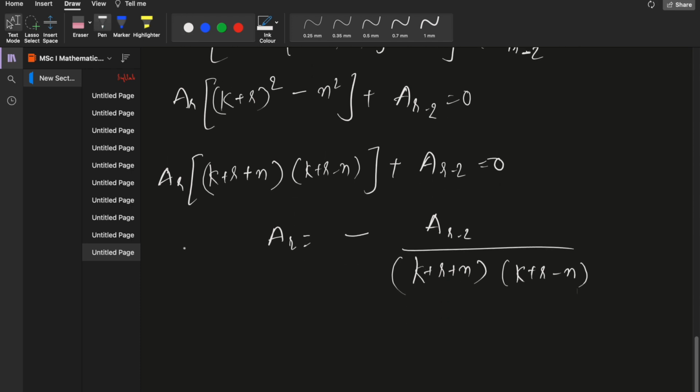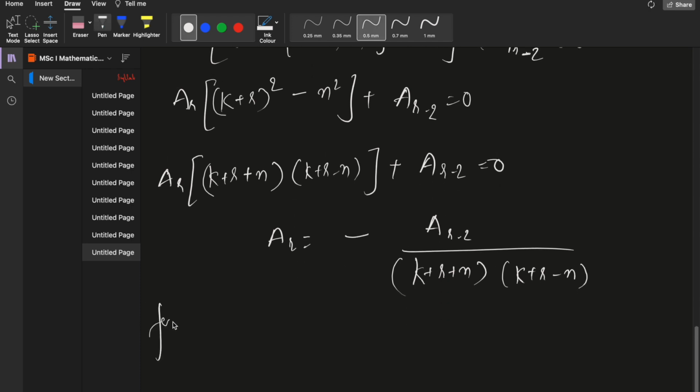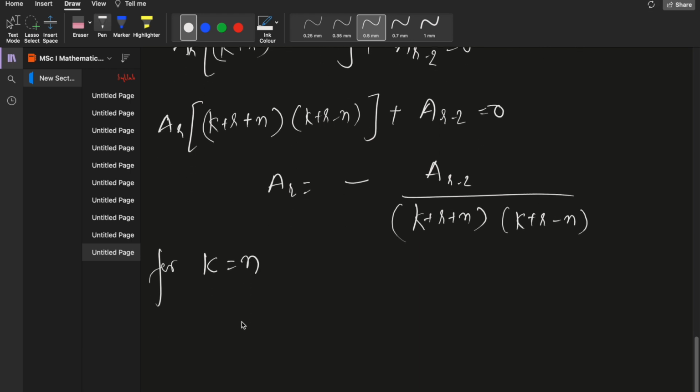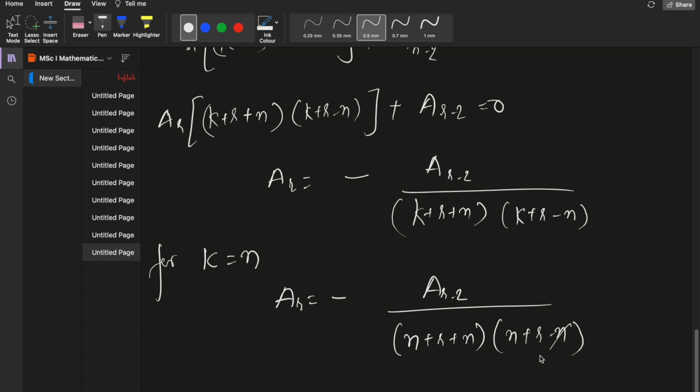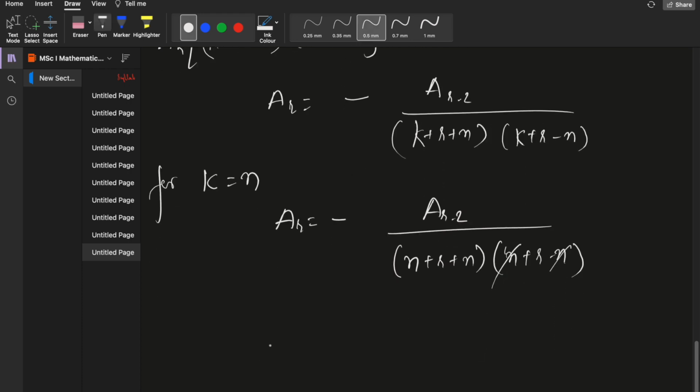Now put the value for k equals n. For k equals n, ar is minus of ar minus 2, whole upon n plus r plus n, n plus r minus n. So this cancels out. So ar is minus of ar minus 2, whole upon r multiplied by 2n plus r. So this is the general term.